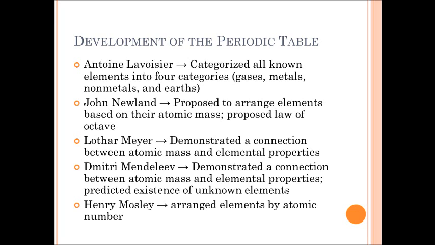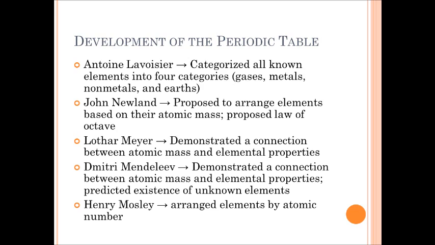Mendeleev is basically considered the founder of the periodic table, but the 2 of them around the same time came up with the connection between the atomic mass and elemental properties. Mendeleev actually went one step further, and when he put together his periodic table, he predicted the existence of yet undiscovered elements, which when discovered actually fit where he put them.